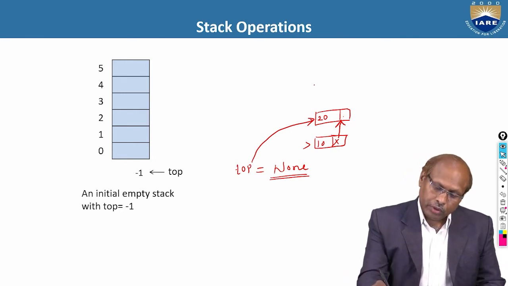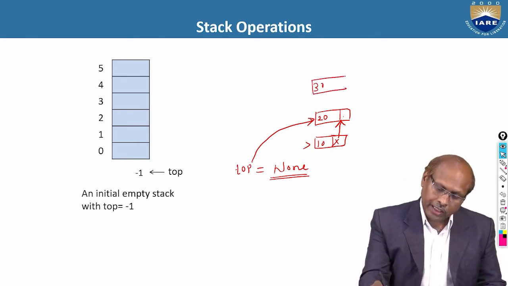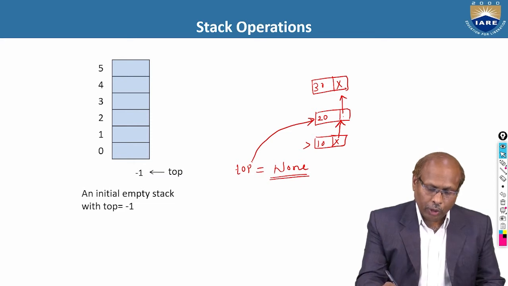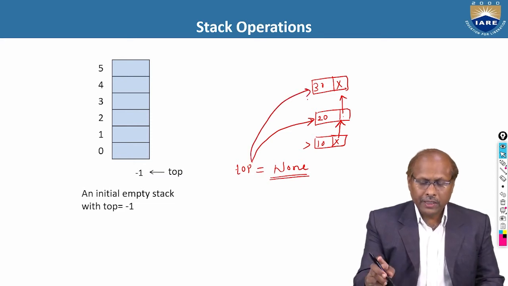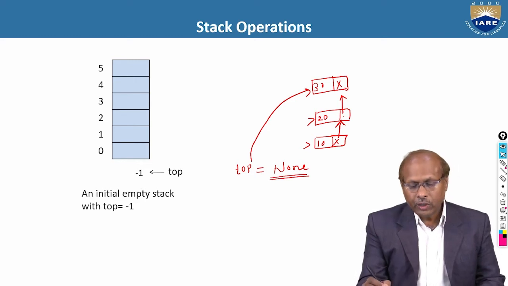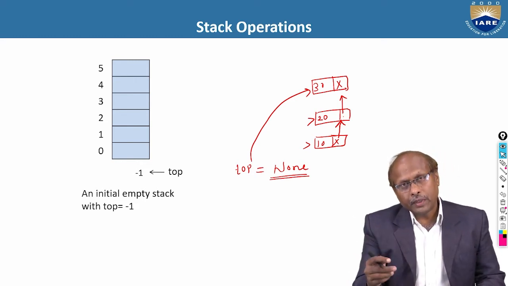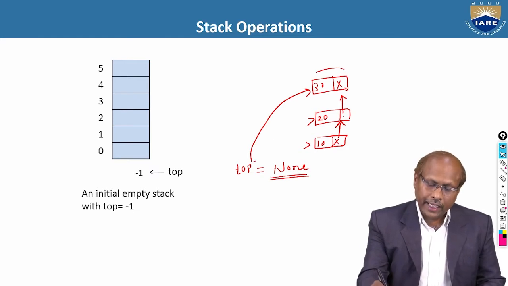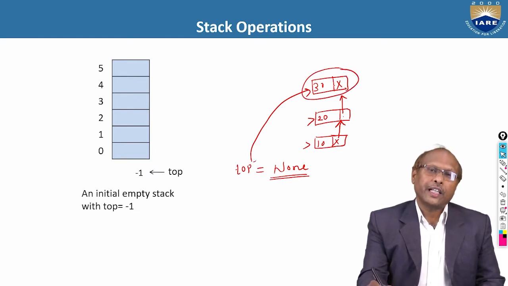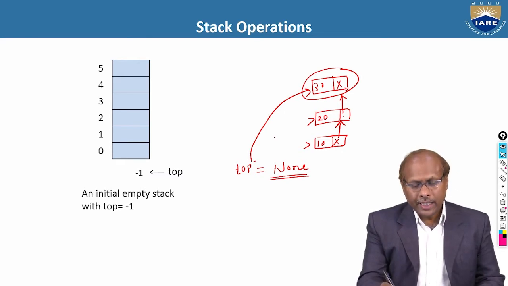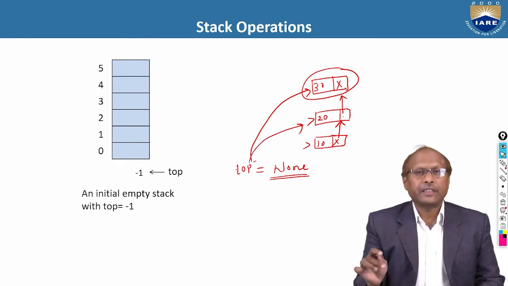Again when 30 comes, you have to insert 30 at the top. Its next is None, and this will be pointing to here. So the top is again updated to here. That means every time top is going ahead. When I am deleting, that means popping, at that time wherever top is pointing, that element I have to pop out. Then the top will come down and it will be pointing to this place.